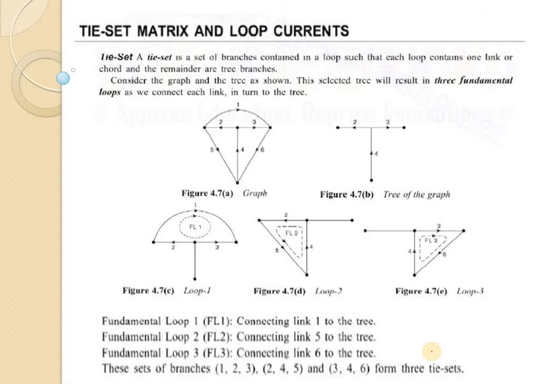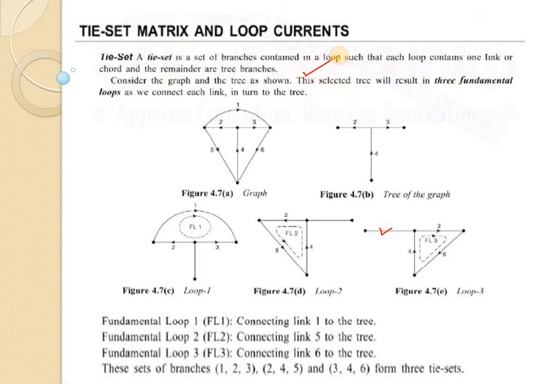So now we will go to Tie-set matrix and loop current. So what is a Tie-set matrix? A Tie-set is a set of branches contained in a loop such that each loop contains one link or chord and the remainder are tree branches.